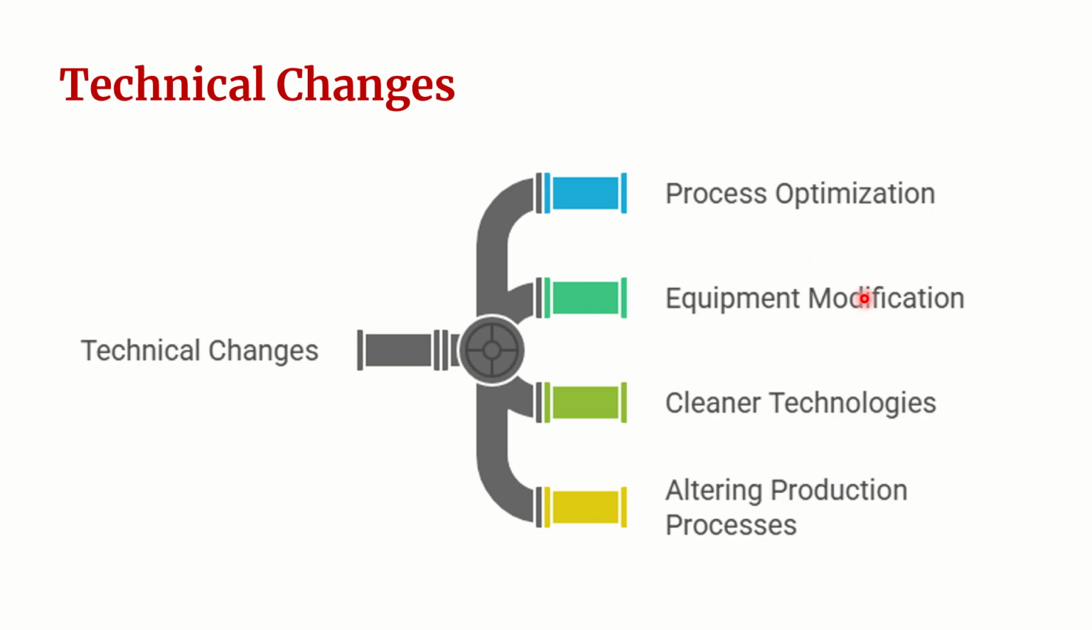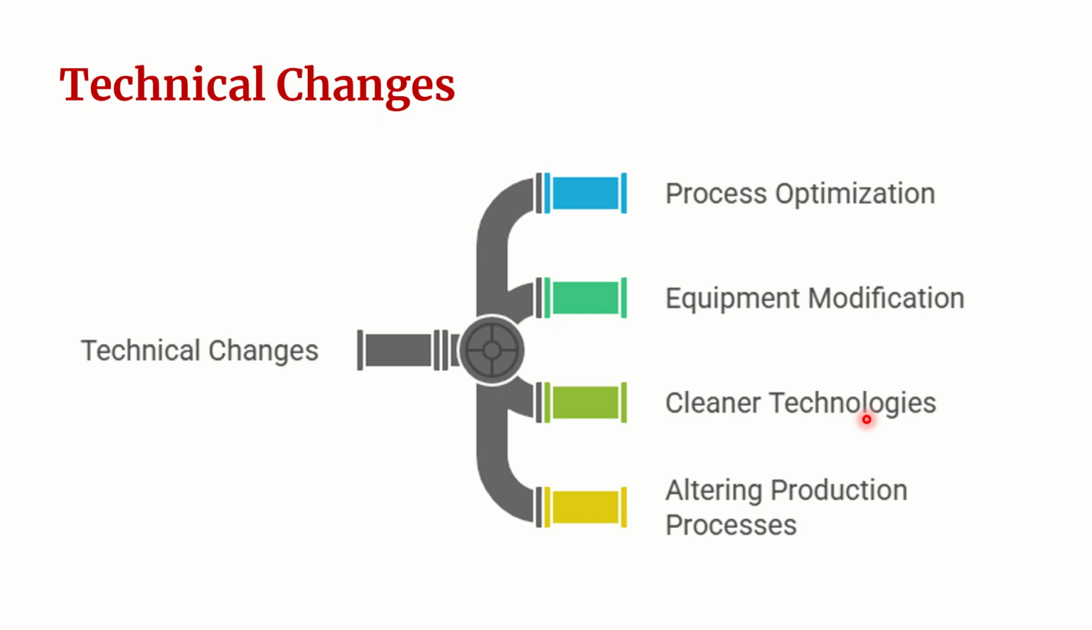And equipment modification or upgradation, installing more efficient machineries like energy efficient motors, better insulation material, and implementing precision dispensing systems in order to reduce the material waste. Then using advanced control systems to maintain optimal conditions, installing closed loop systems to recover and reuse the process fluids or waste streams.